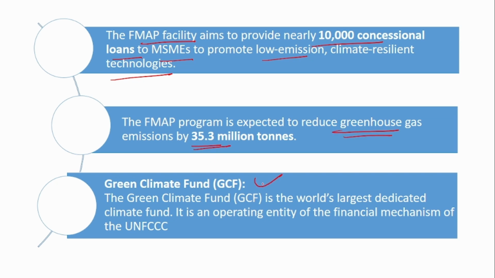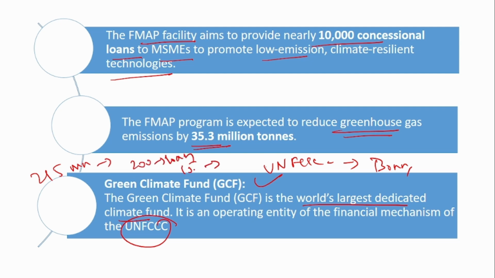So if you see about Green Climate Fund, it is the world's largest dedicated climate fund. It is an operating entity of the financial mechanism of UNFCCC. So remember, Green Climate Fund comes under UNFCCC and this is headquartered in Bonn, Germany. So it has provided loan amount of $215 million. In that, 200 in the form of loan and $15 million is in the form of a grant to SEBI.